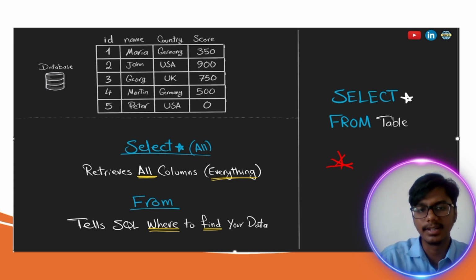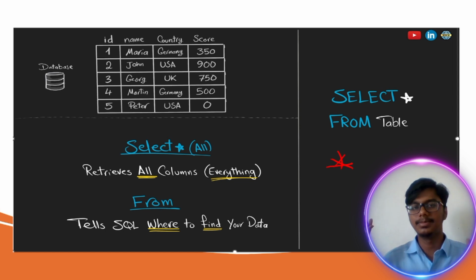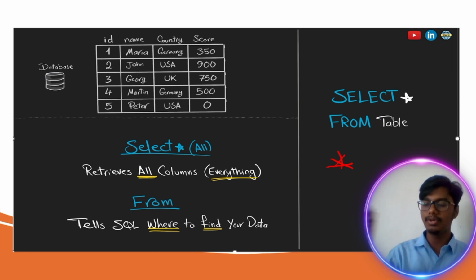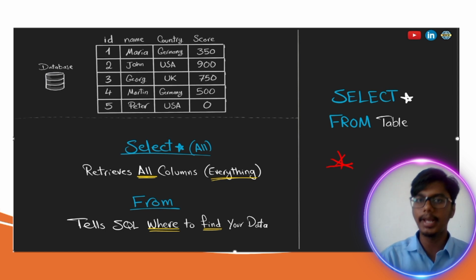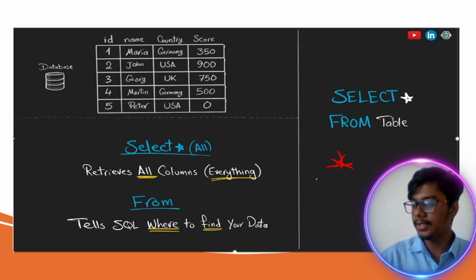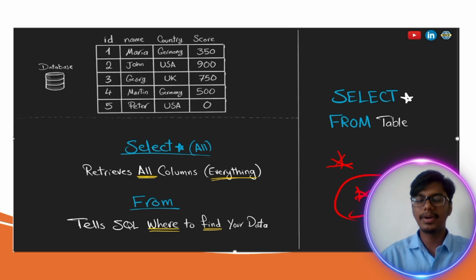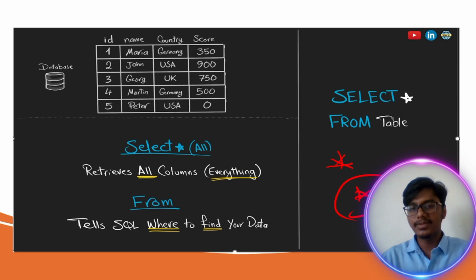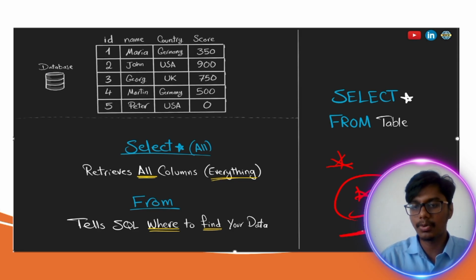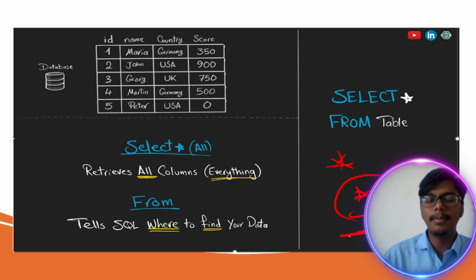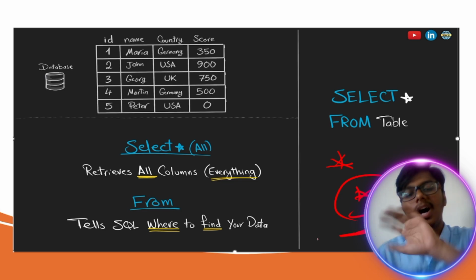How we can select star from the customer table. If you want to retrieve all the columns, you can simply use the star command. Star is a very important operator in SQL, because many times we will use the star command. So select star from customers retrieves all the columns.